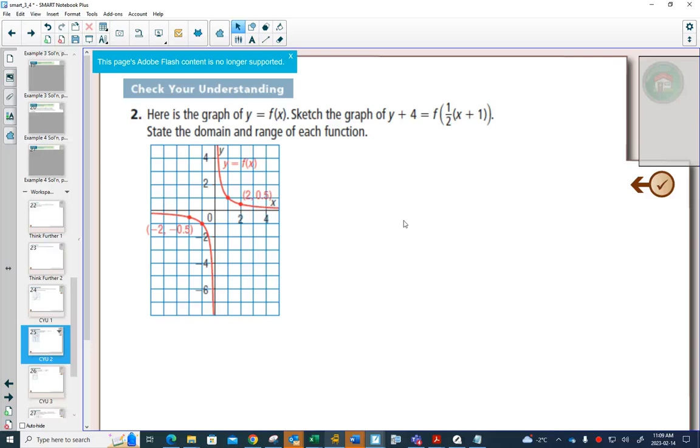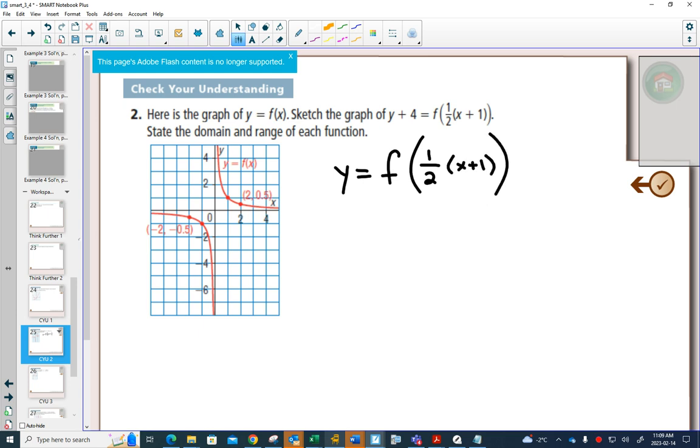Here's the graph of f of x given to us, and we want to sketch the graph of y plus 4 equals f of 1 half x plus 1. So the first thing I'm going to do with this equation is rewrite it so it's y equals. We've been dealing with things outside of the function all on one side of the equation. I'm also going to notice here, because we made a special note yesterday, that things need to be in factored form, and this is already in factored form.